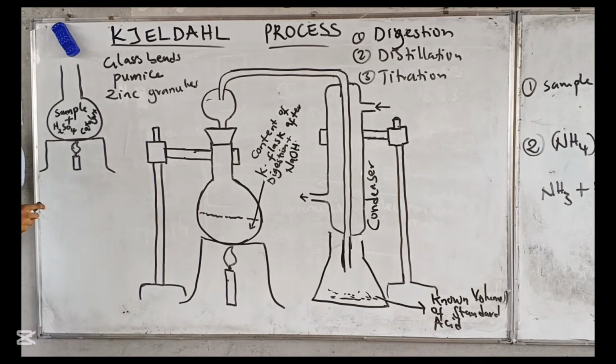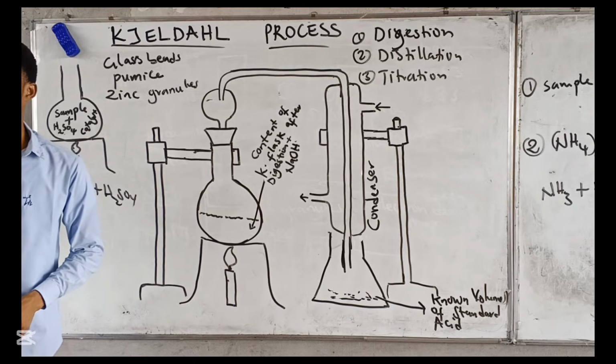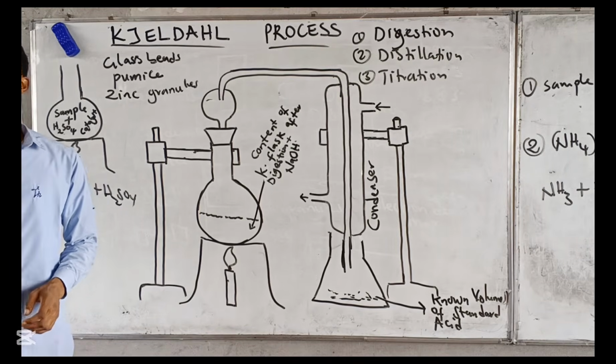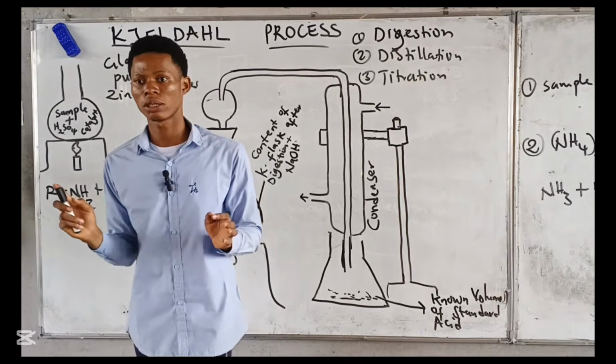Good. Now, in digestion, we said you're heating the sample with what? Concentrated sulfuric acid, right? Now, if you heat this sample, remember the sample contains nitrogen. If you heat this sample with sulfuric acid, all the nitrogen in this sample will be converted to ammonium sulfate. Once you've gotten your ammonium sulfate, digestion has ended.